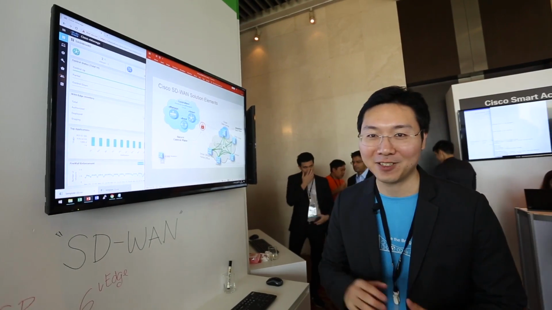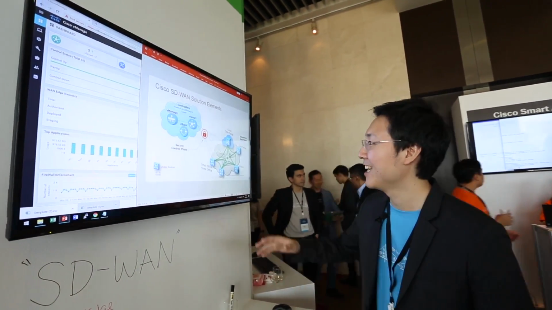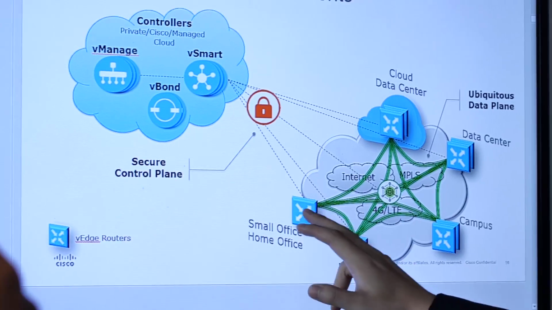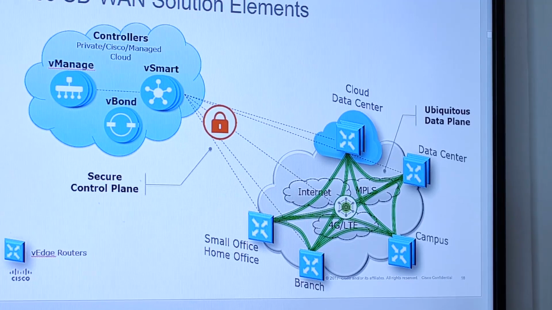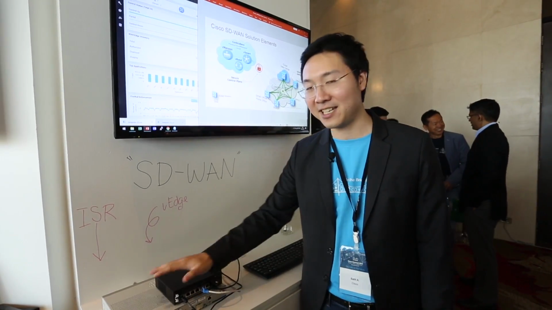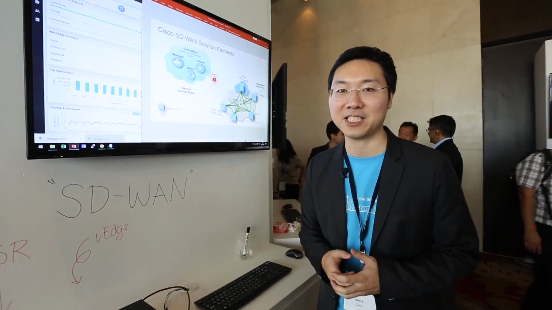Hi, welcome to the Cisco SD-WAN booth. This is the SD-WAN solution, and how it works. Here is the SD-WAN architecture. We have the edge router, which is this. I have brought it over here as well. This is the vEdge router, and this is the ISR. Both models can support SD-WAN.